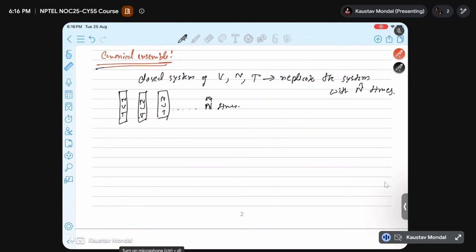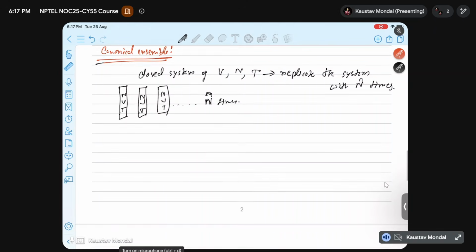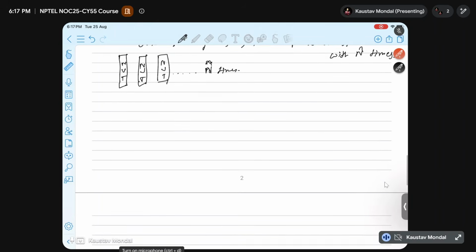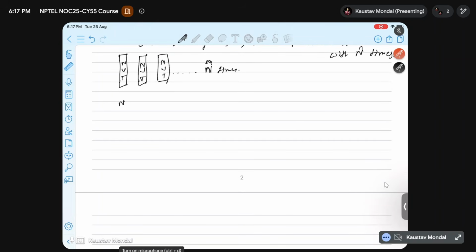Now, the main feature of the members of this ensemble is that they are thermally connected with each other. That means each member of this ensemble can interact via transferring energy. So since there are n members inside the ensemble, and they are exchanging energy between themselves, their individual energy is not fixed at a particular value.